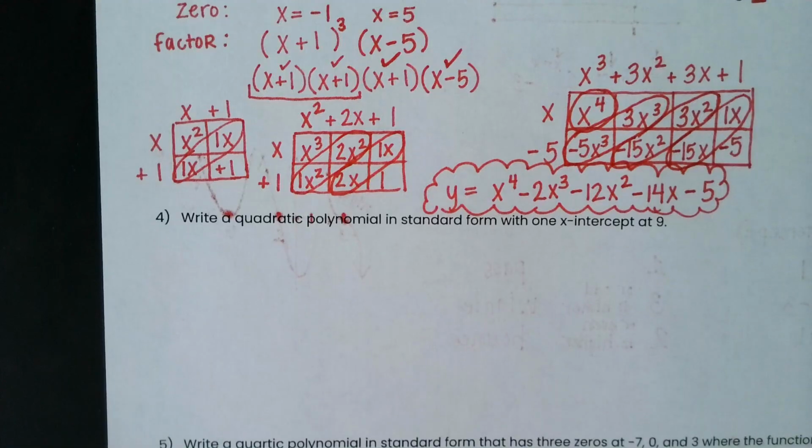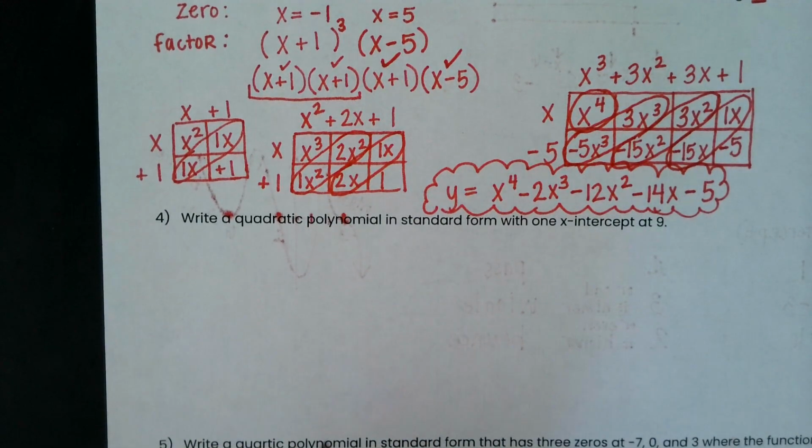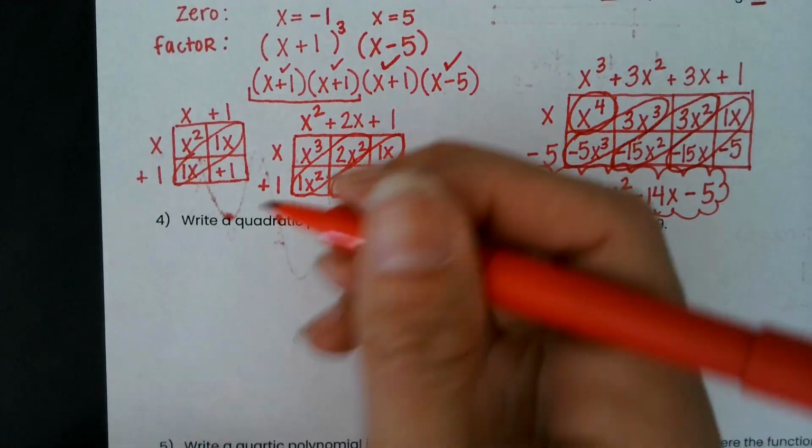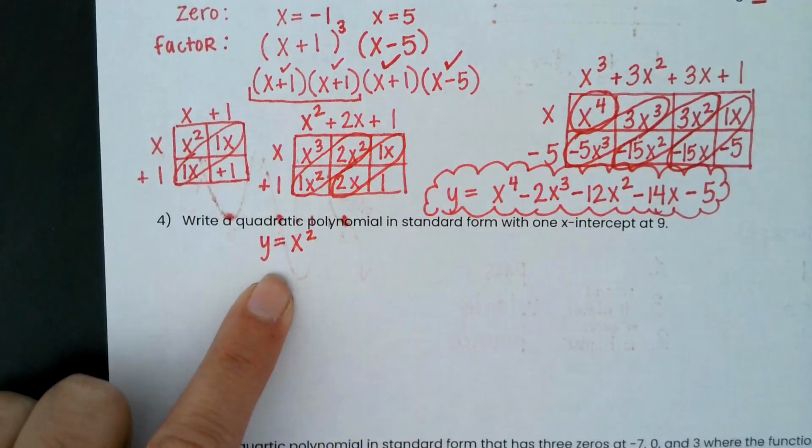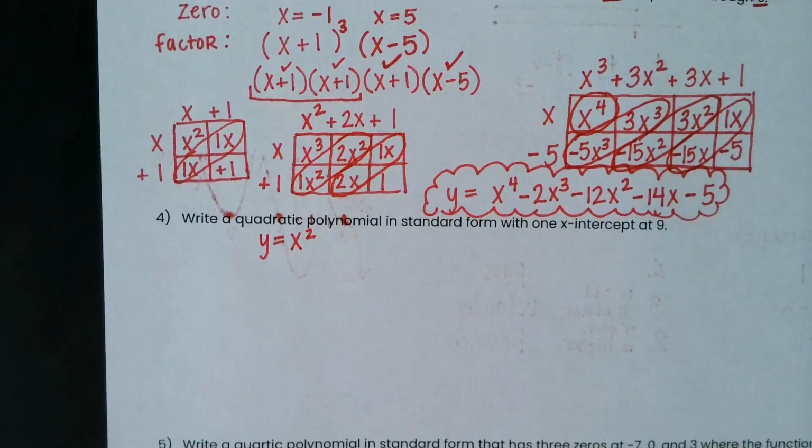All right, this one's going to be way easier. Just 2. Yeah, it's a quadratic. So the highest part of the whole equation is just going to be x squared, right? A quadratic is just an equation that starts with x squared.